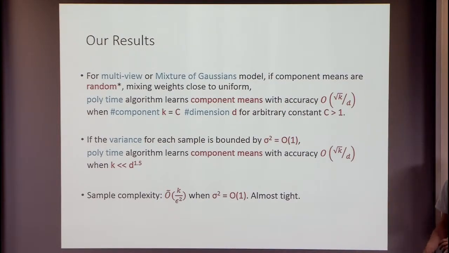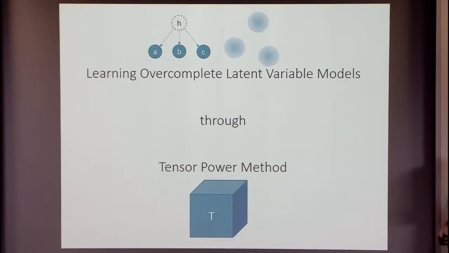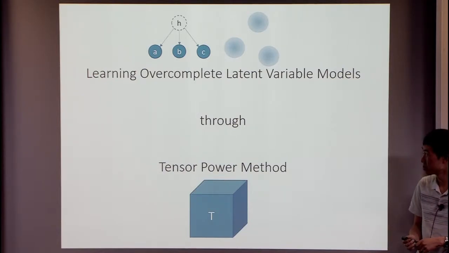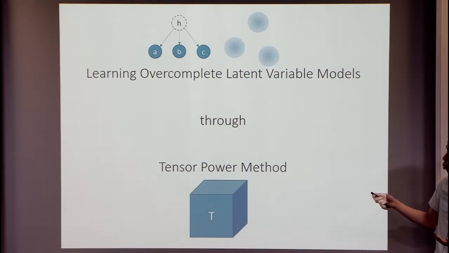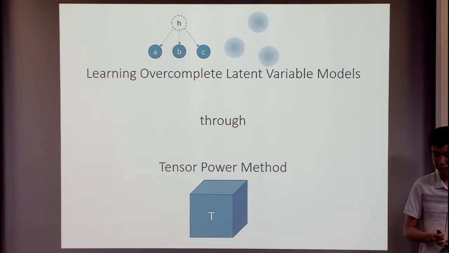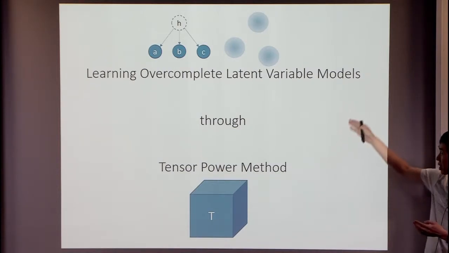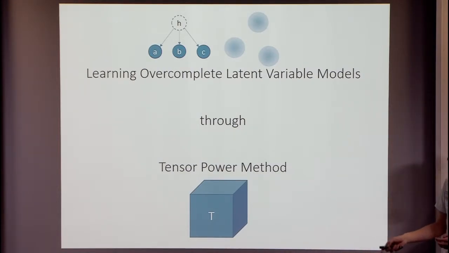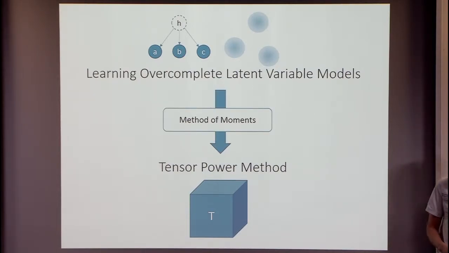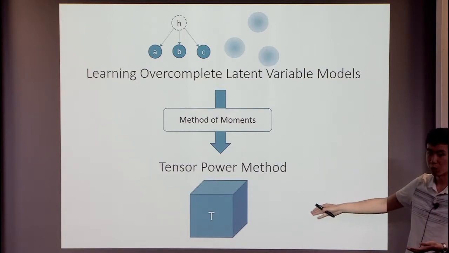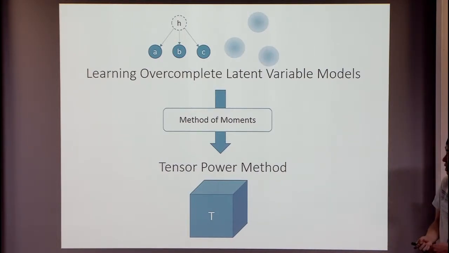So how can we hope to prove these results? Well, recall that the title is learning these latent variable models through the Tensor Power Method. So I've shown you what these latent variable models are, and a tensor is some high-dimensional array. So how do we relate these models to tensors? Well, this is actually a very classical method called the method of moments. So basically, this tensor will be some third-order moment for these latent variable models.